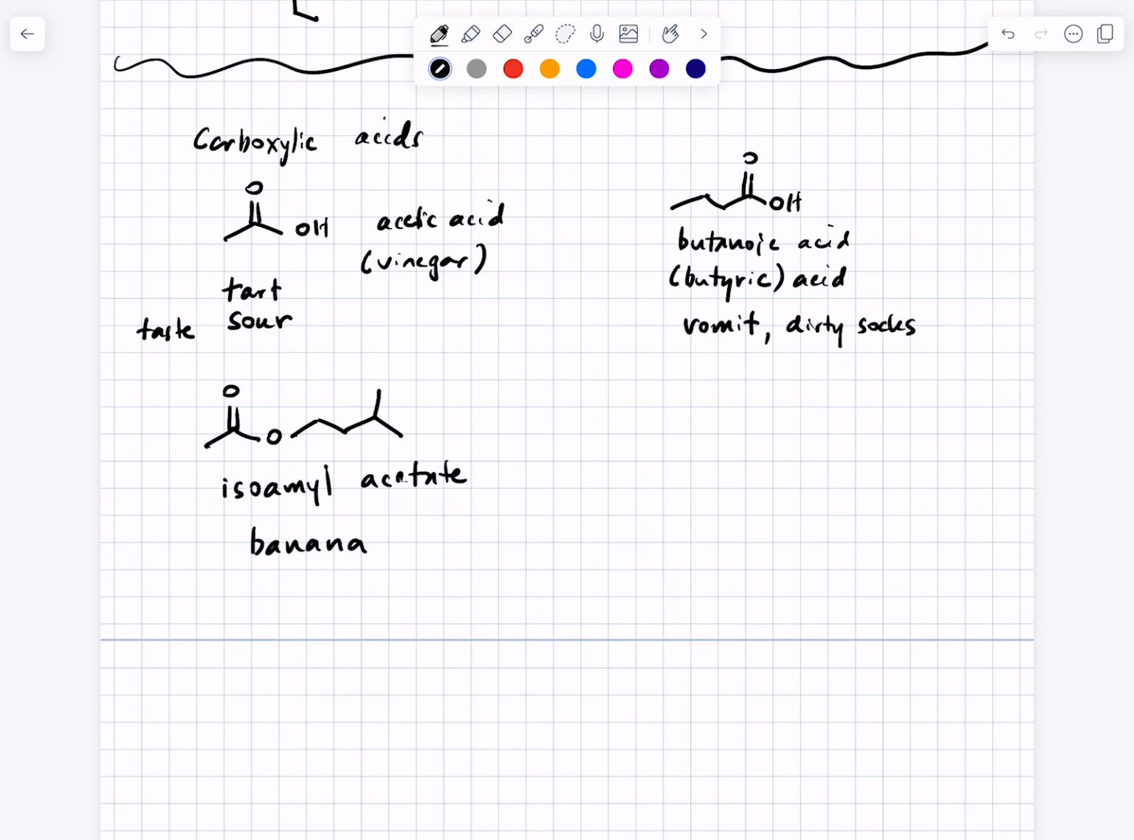This one's more complicated, but just to show you the complexity of this, and also how changing the structure of the molecule changes what it does to your taste buds and to your nose. Here's an interesting molecule. I don't know the name of it. I also don't really care what the name of it is, but this one smells like strawberry.